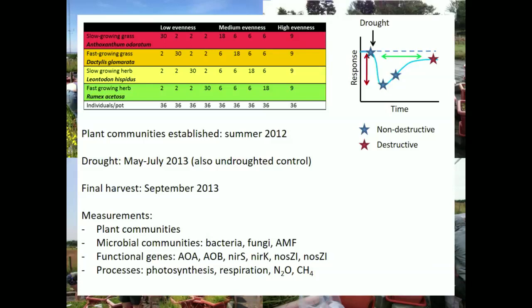So we imposed a drought in the second growing season of these communities, and we sampled the plant communities, we sampled the microbial communities and characterized them by sequencing. We looked at a range of functional genes involved in the nitrogen cycle, and we also measured processes like photosynthesis, respiration, and nitrous oxide and methane emissions.